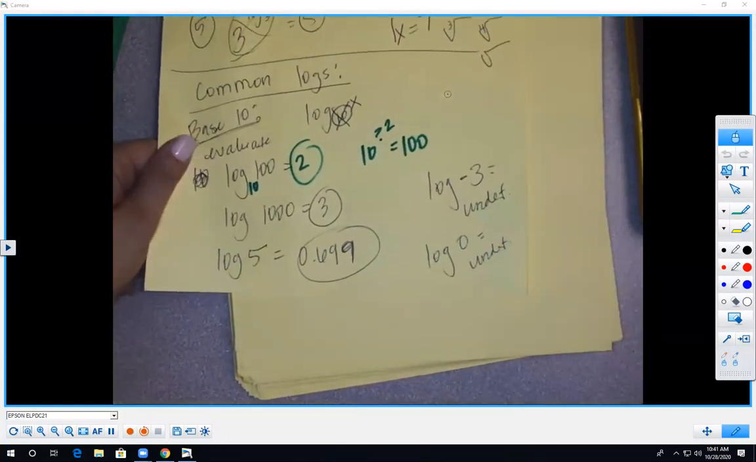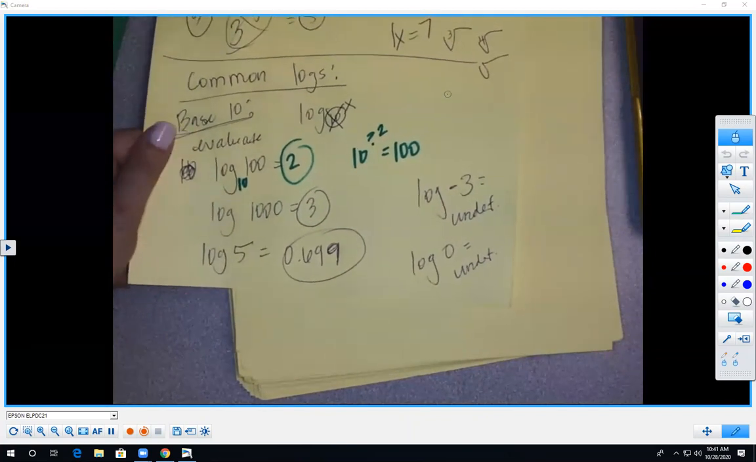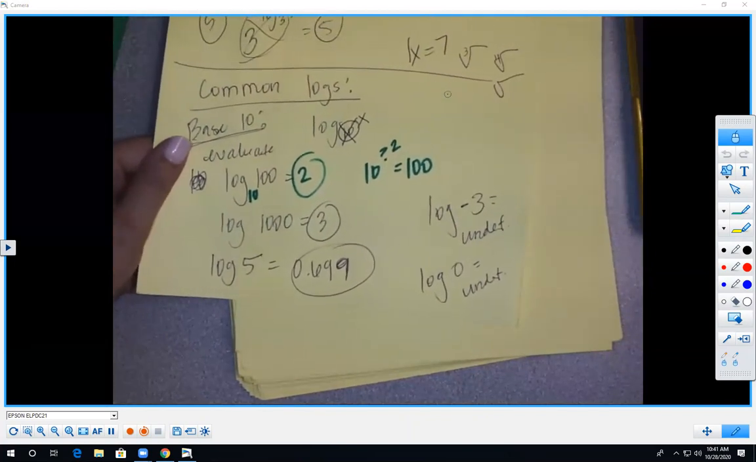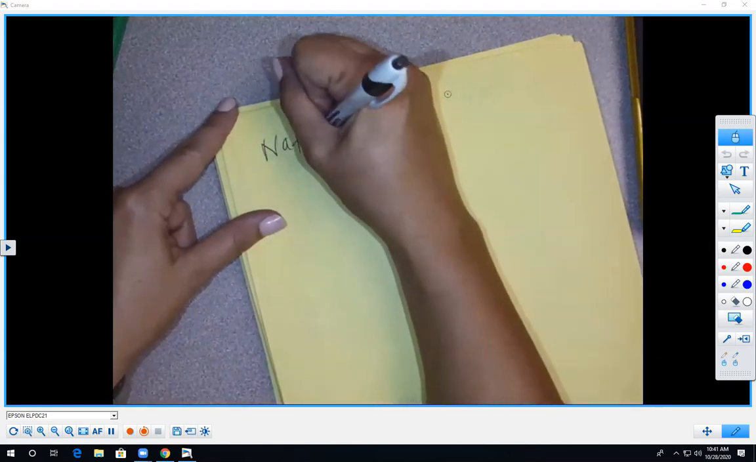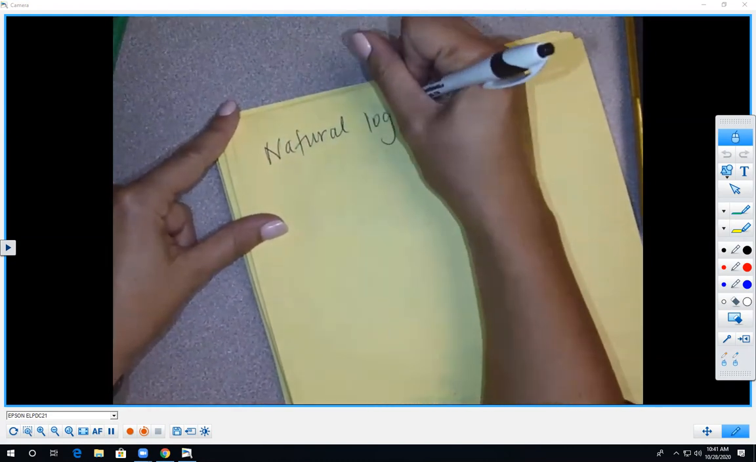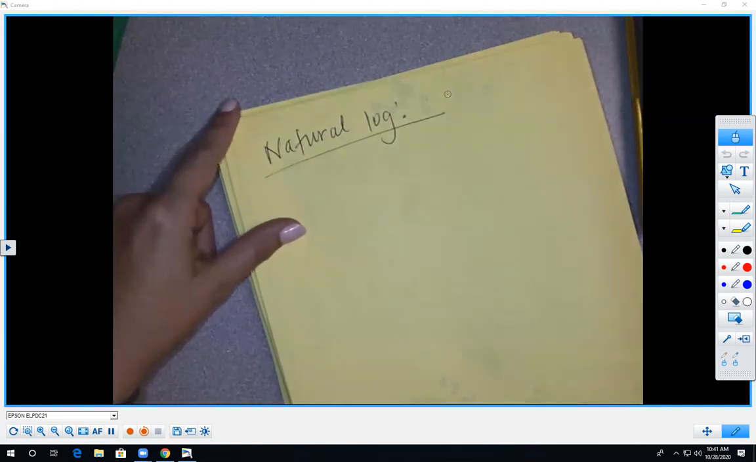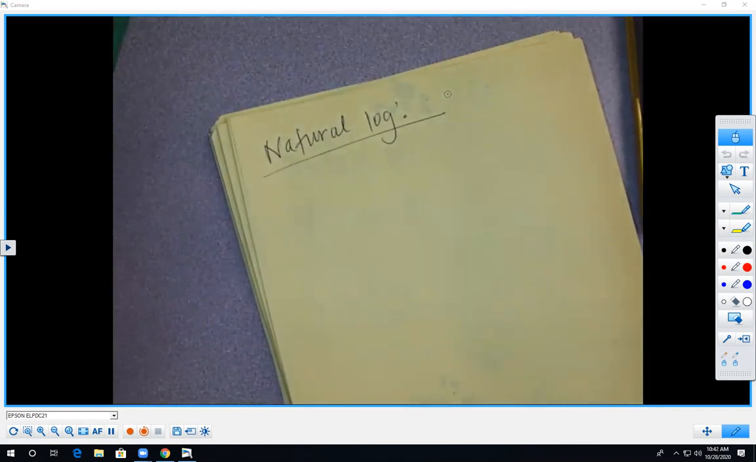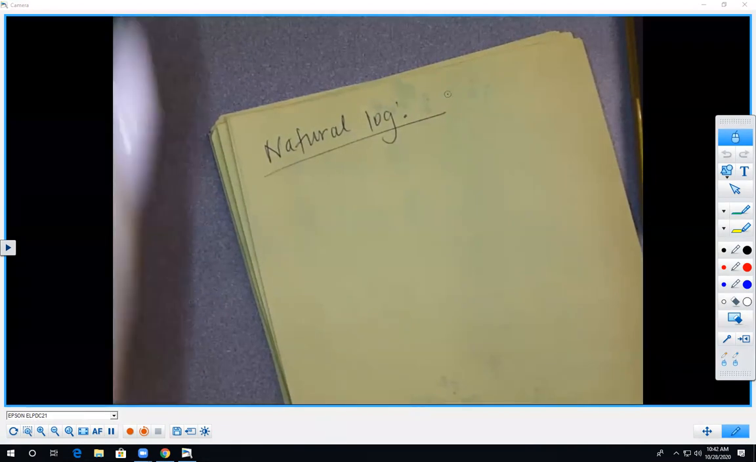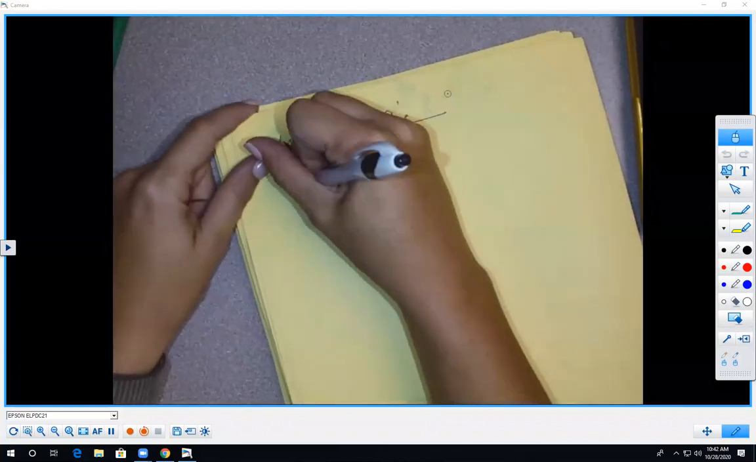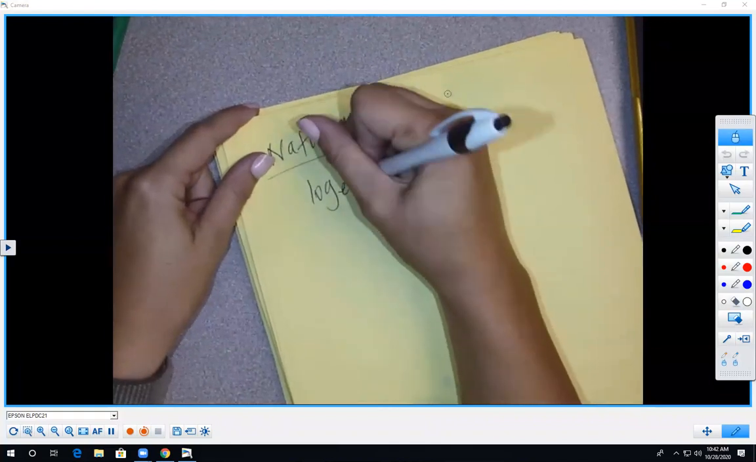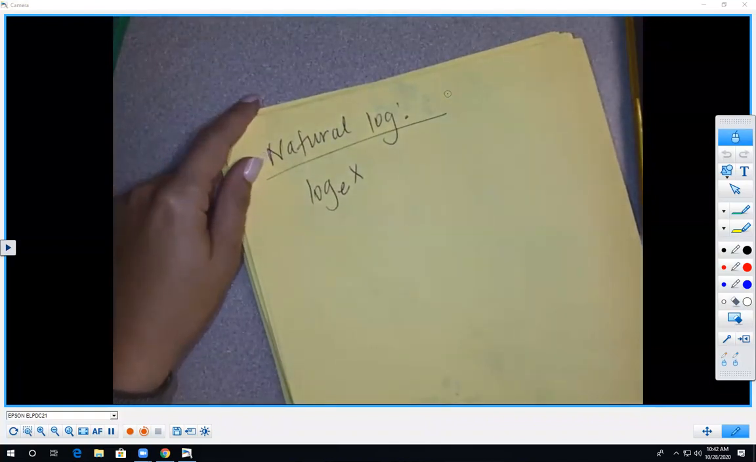Okay, so that is one of the logs you can put in your calculator. The other type of log you can put in your calculator that we are going to start using a whole lot is called the natural log. The natural log is base E. So essentially the natural log is log base E of anything, X, 10, 12, 100.